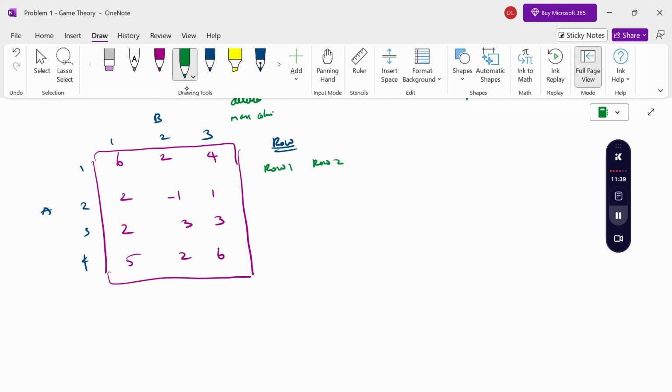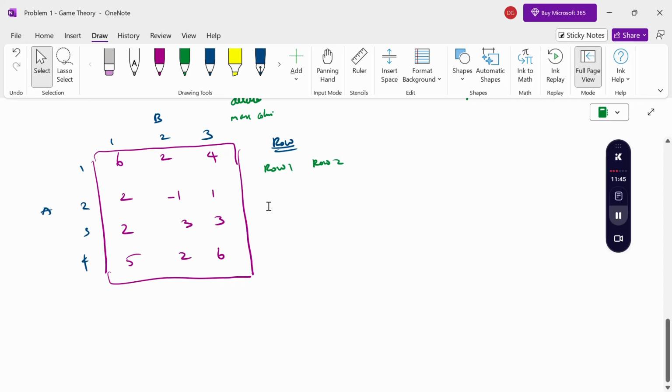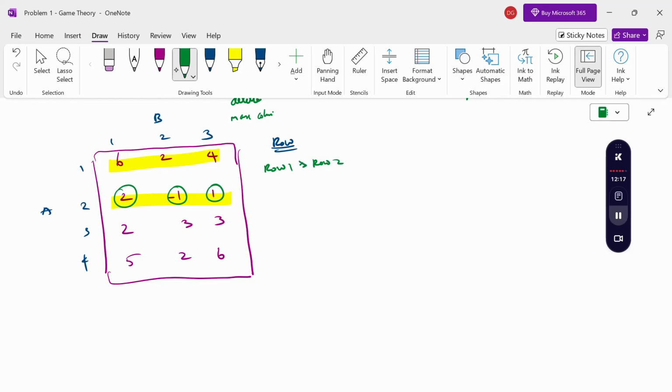Now again to check row wise, we can compare any two rows or any two columns. When I compare the first row and second row, 6 is maximum, 2 maximum, 4 maximum. Row wise comparison, select the minimum: 2 minimum, minus 1 minimum, 1 minimum. When we compare, row 1 is greater than or equal to row 2. Yes, it is possible to compare.